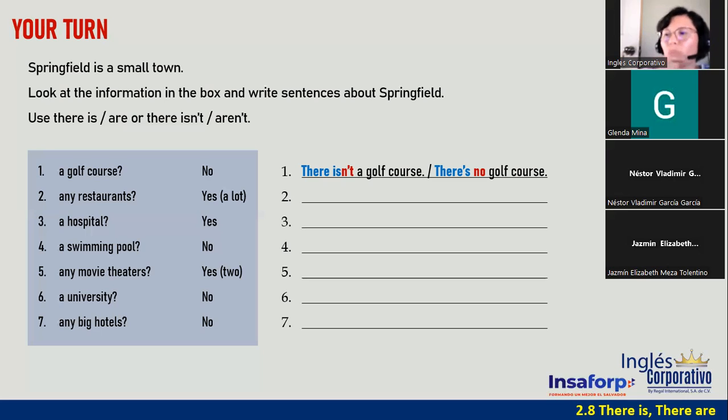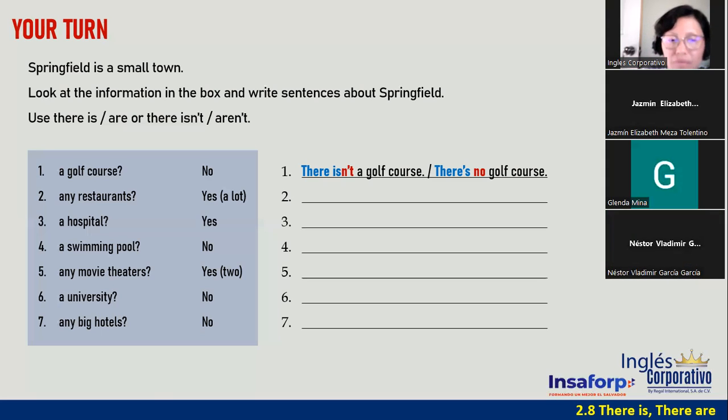Are you ready, guys? Let's begin with number two. Restaurants. How can we make up this sentence? The sentence says yes, a lot. So how would you build the sentence? ¿Cómo nos quedaría esta oración? Anyone? There are some restaurants. Okay, very good. You can say there are some restaurants, ¿verdad? También podemos decir there are a lot, porque nos dicen que hay bastantes, ¿verdad? There are a lot of restaurants, okay? Hay muchos restaurantes. There are a lot of restaurants.